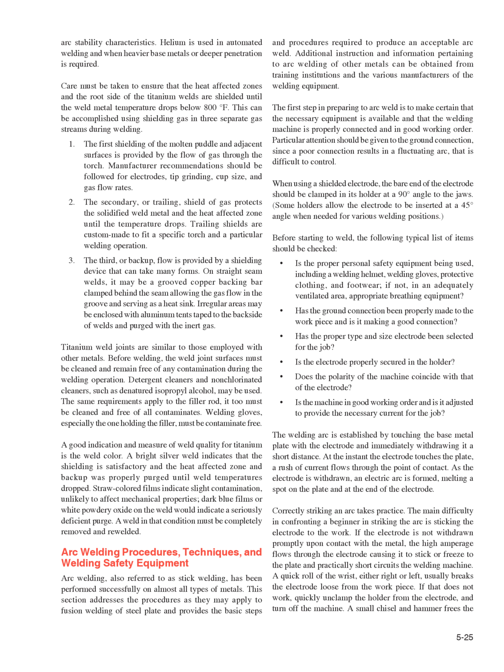Correctly striking an arc takes practice. The main difficulty confronting a beginner in striking the arc is sticking the electrode to the work. If the electrode is not withdrawn promptly upon contact with the metal, the high amperage flows through the electrode, causing it to stick or freeze to the plate and practically short-circuits the welding machine. A quick roll of the wrist, either right or left, usually breaks the electrode loose from the workpiece.